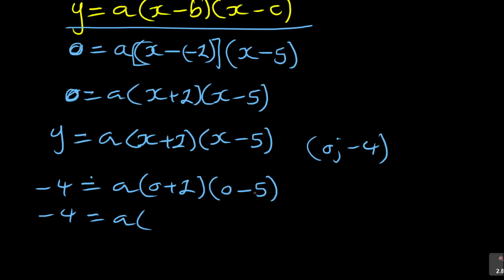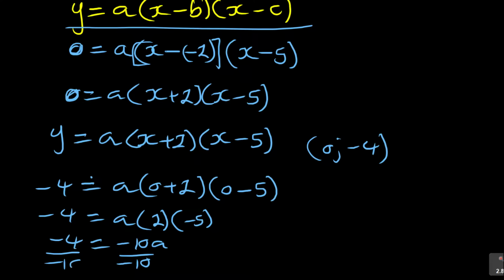It's just a matter of x being 0. So the first x is 0. Yes, that is that, because minus 4 is y. So 0 plus 2, here it will be 2, and here it will be 0 minus 5, which is minus 5. And then what we have here, minus 4 is equal to minus 10a. Divide by minus 10, divide by minus 10. Then you have got a is equal to what?